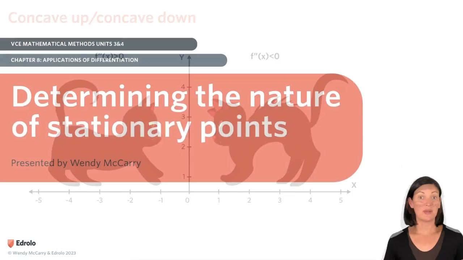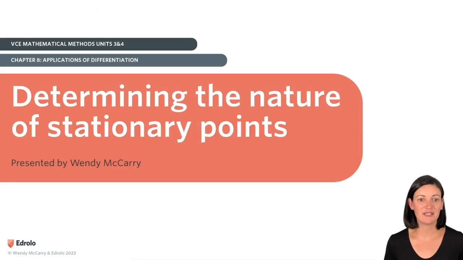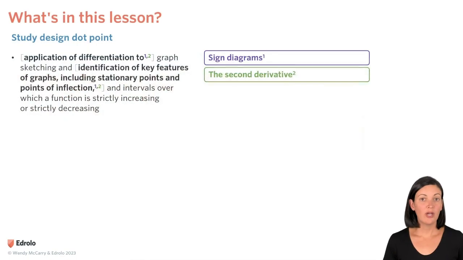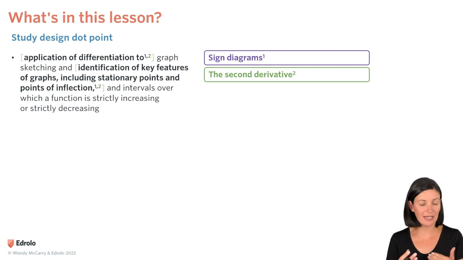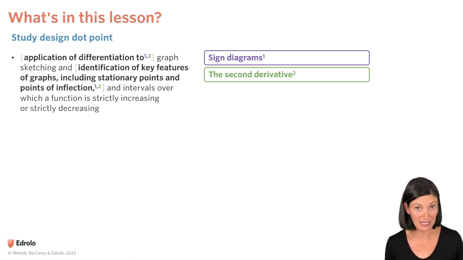Stay tuned. So in this lesson, we're going to be looking at determining the nature of stationary points. So we're going to be determining whether or not we have a maximum, a minimum, or a point of inflection. We are going to use 2 different methods to determine the nature of stationary points. The first is called a sign diagram. The second is we're going to have a look at the second derivative. Either of these can be used to determine the nature of the stationary points. You can choose the method that you like the best.